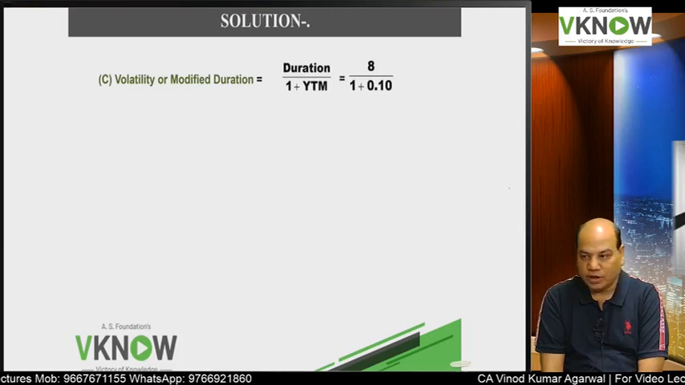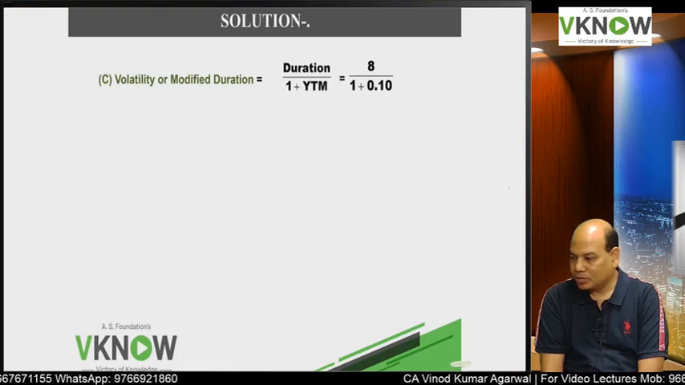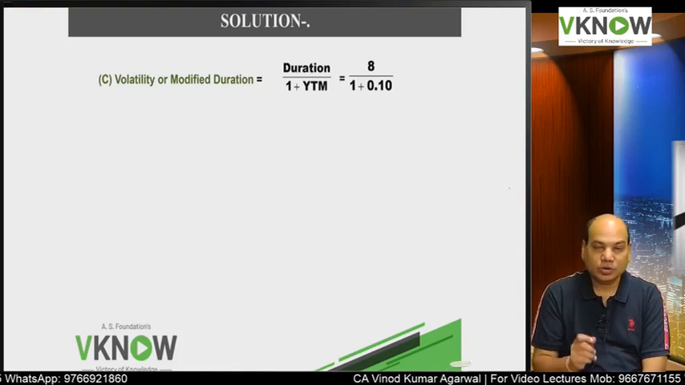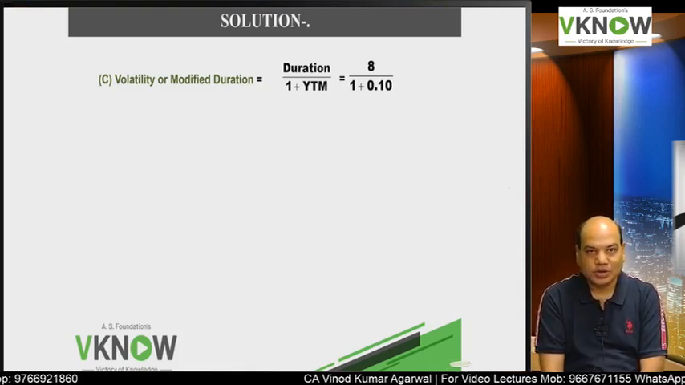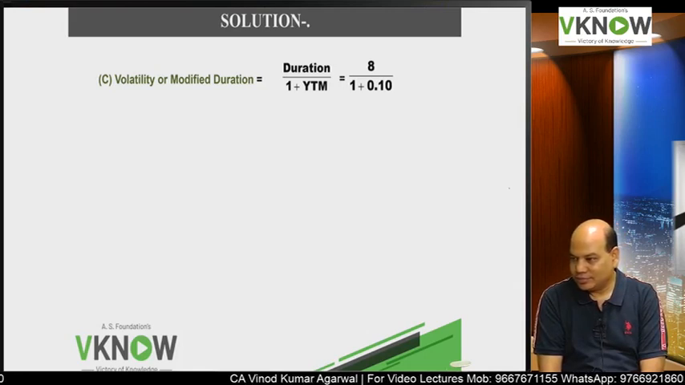Volatility or modified duration. If they ask what is volatility, also do the same thing. Volatility or modified duration is duration upon 1 plus YTM. Duration is 8, YTM is 10%, 8 upon 1.10. What is the answer? Yes, please answer.